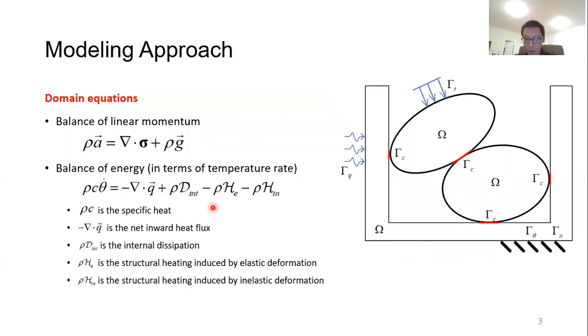Next, I would like to introduce the theoretical formulation. This is our problem domain, and with the Dirichlet mechanical and thermal boundary conditions, Gamma U, Gamma Theta, and normal boundary conditions, Gamma Q and Gamma T. In the domain Omega, we have two governing equations to solve. One is the balance of linear momentum. The other one is the balance of energy, written in terms of temperature rate.